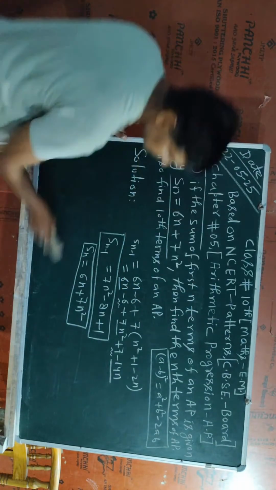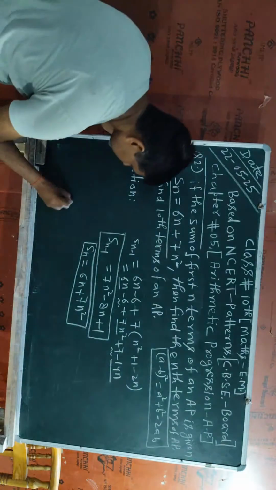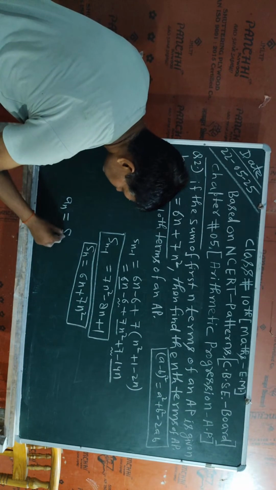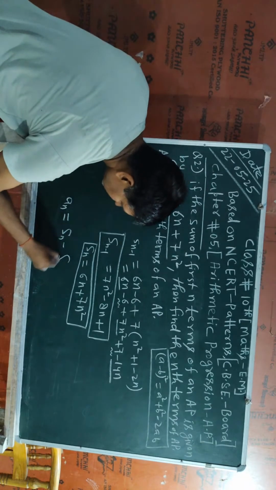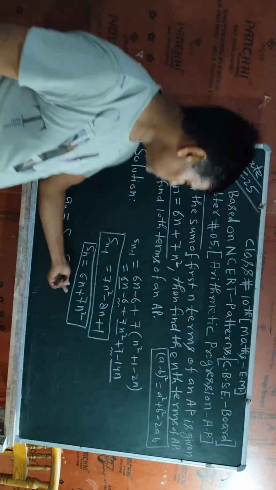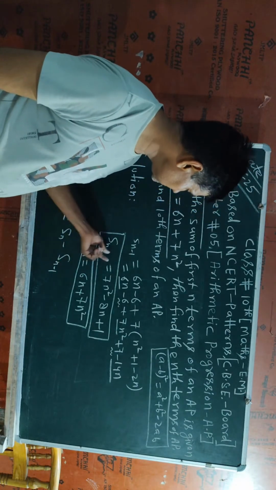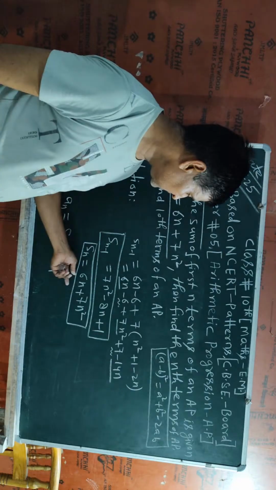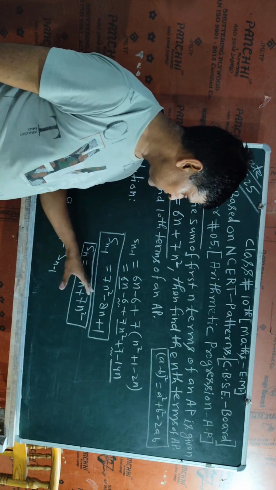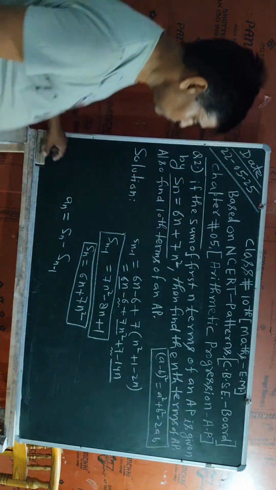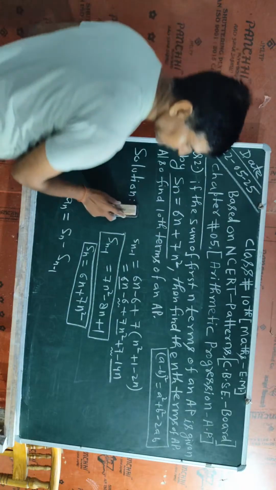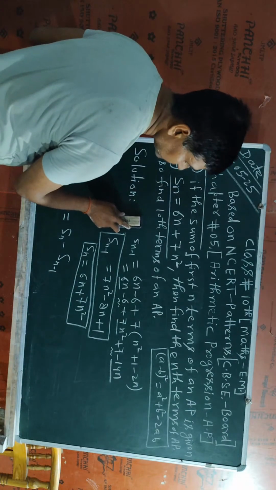So I am going to use the nth term formula. The nth term can be obtained by the formula S_n minus S_(n-1). So the value of S_n is available here and the value of S_(n-1) is also available here. I will take the difference of these two terms, and after taking the difference I will get its value in the form of n, that is, in the form of a variable.